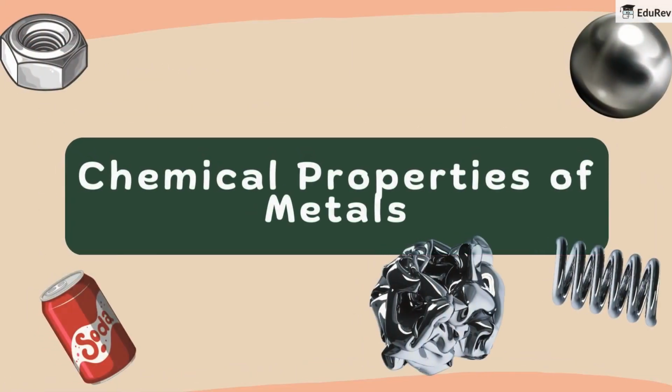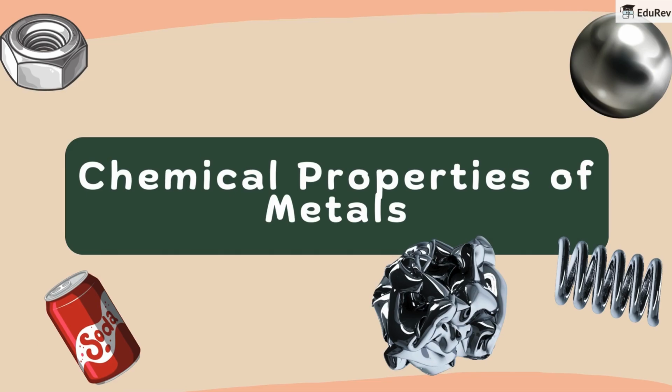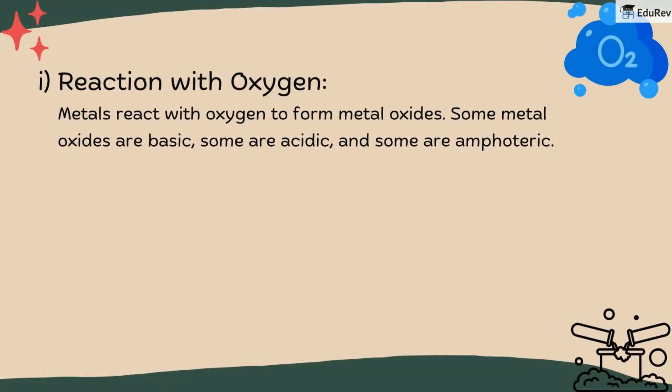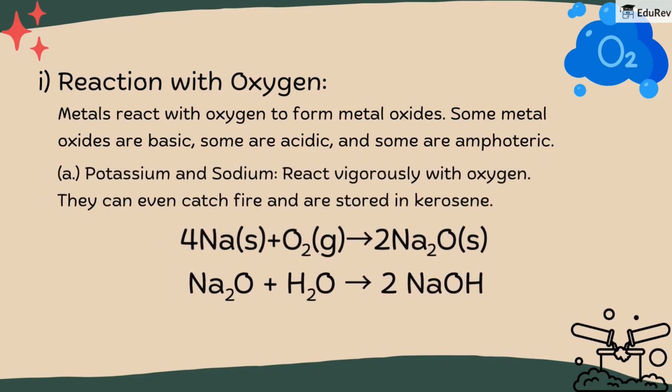Next, we'll look at the chemical properties of metals. Reaction with oxygen. Metals react with oxygen to form metal oxides. Some metal oxides are basic, some are acidic, and some are amphoteric. Potassium and sodium react vigorously with oxygen. They can even catch fire and are hence stored in kerosene.